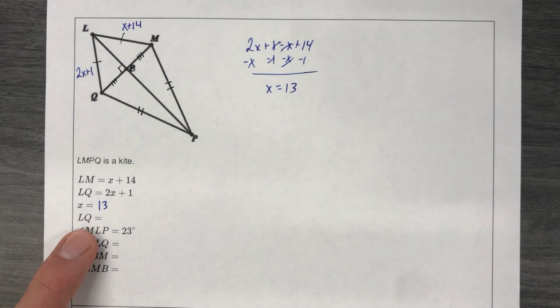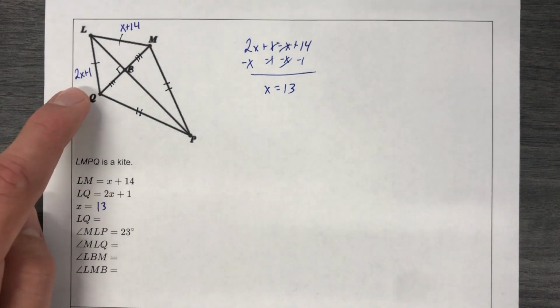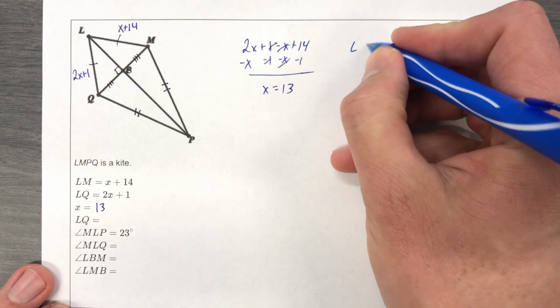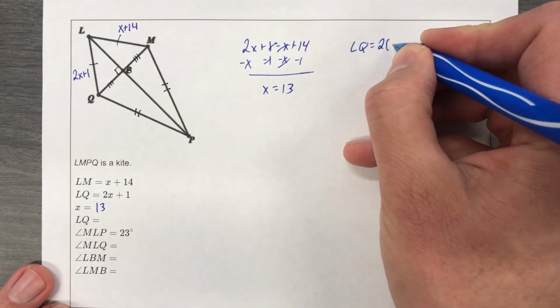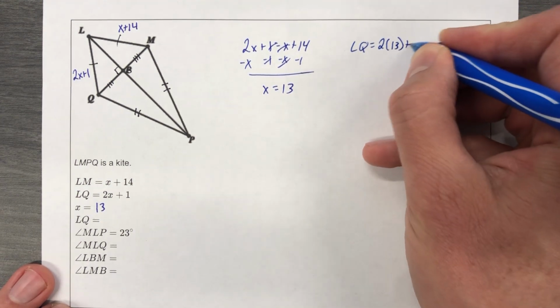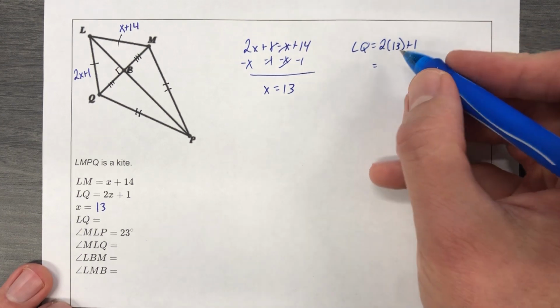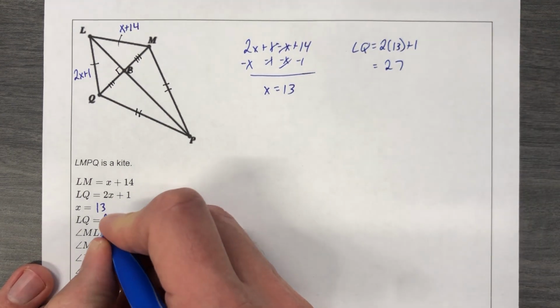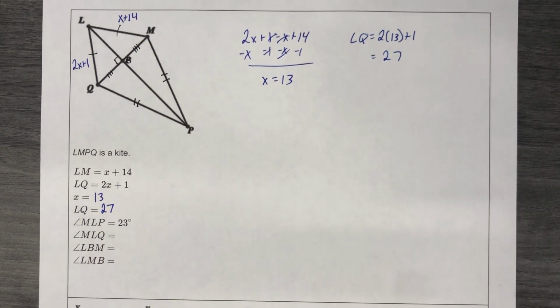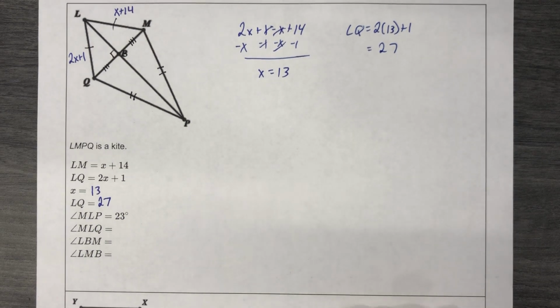I'm looking for LQ, and so I'm going to take 13 and plug it in right there. So LQ is equal to 2 times x, which is now 13. Well, it always was 13. We just now know it. And that's equal to 27. So 27 centimeters, inches, yards, light years, whatever. Okay, now let's deal with some angles and let's change colors a little bit.